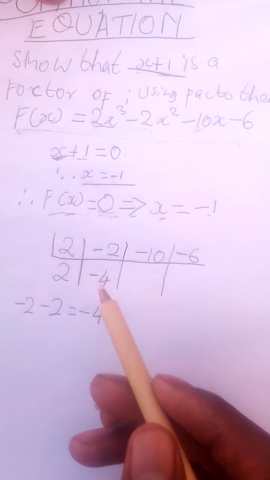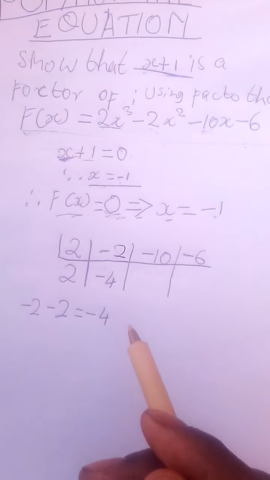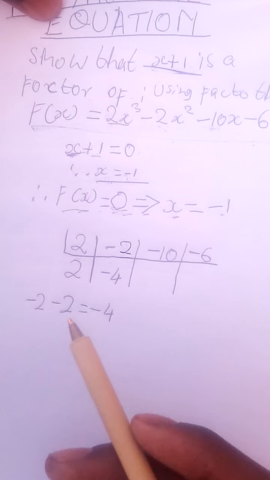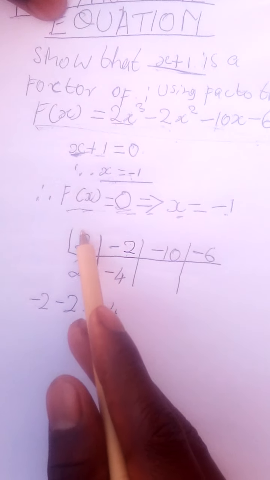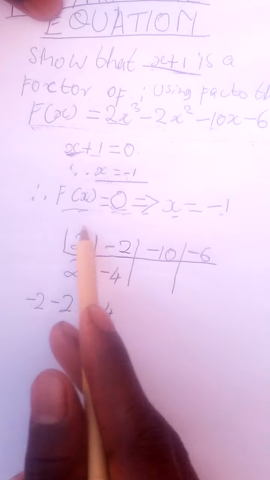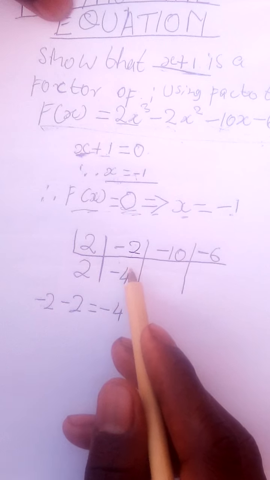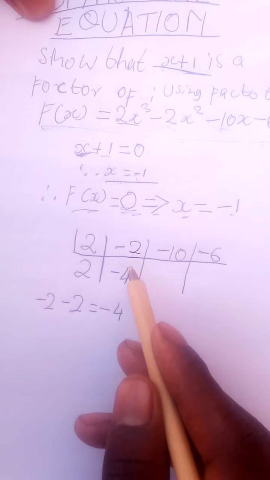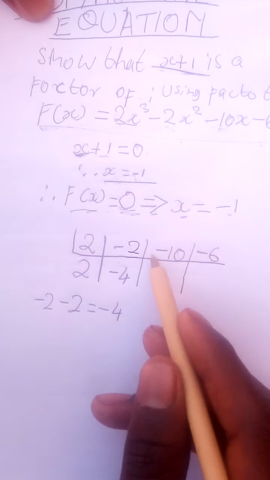Then the second term I am going to subtract again. Listen very carefully, guys. When you're applying factor theorem, you are only subtracting values from our original equation. You only subtract our underneath values from our equation. So we have negative 4. We see where I get that negative 4. Then the second step again, I'm going to subtract this negative 4 from this negative 10.